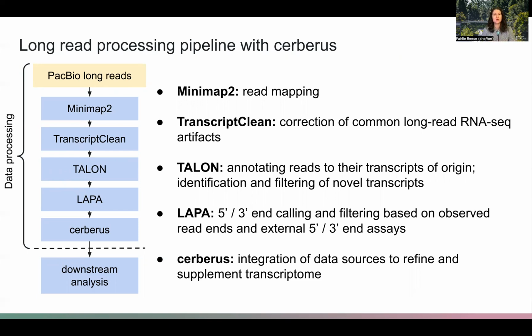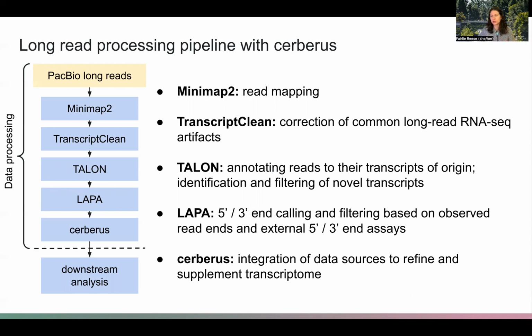And then finally, we use another new tool from my lab called Cerberus, which integrates multiple data sources that support the existence of different exon structures of transcripts, so different annotations, as well as the existence of different ends of transcripts. So, atlases of promoters or poly-A sites, as well as transcriptional assays such as PAS-seq and CAGE again.